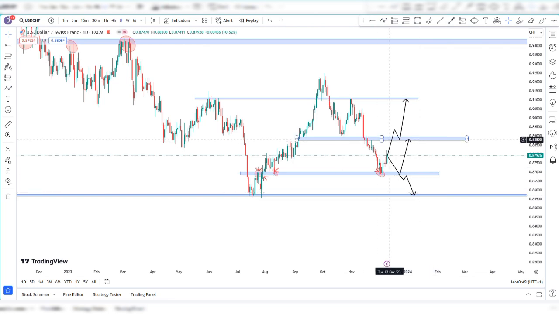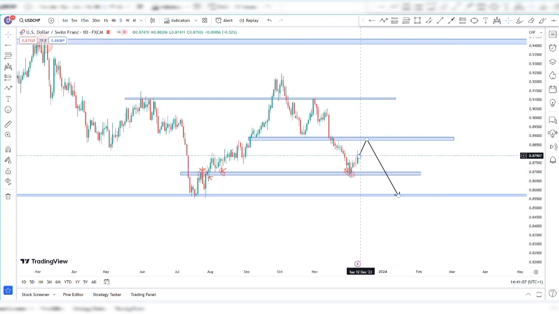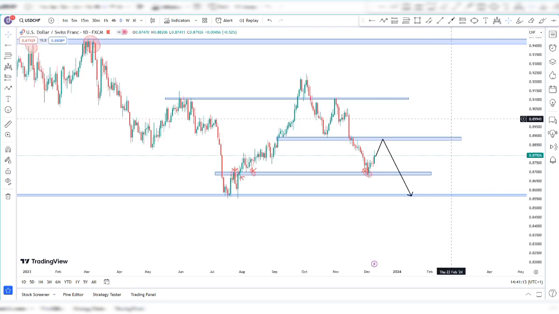But looking at price structure, what I am expecting is for price to get to the 0.888 area up there before we continue to the downside. So what I'm seeing now in this bullish move is more or less a retracement, and I'm expecting price to get here and sell trade.